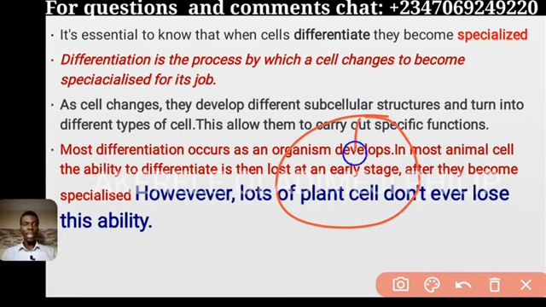Then that zygote divided to form 2 cells, 4 cells, 8 cells, 16, 32, 64, like that, and kept dividing. Then as it moves on, some cells will decide to become the cells of the muscles of the hand and the leg and all of that. Some cells will decide to become what? The eyes. Some cells will become the brain. That's what? Differentiation and specialization.